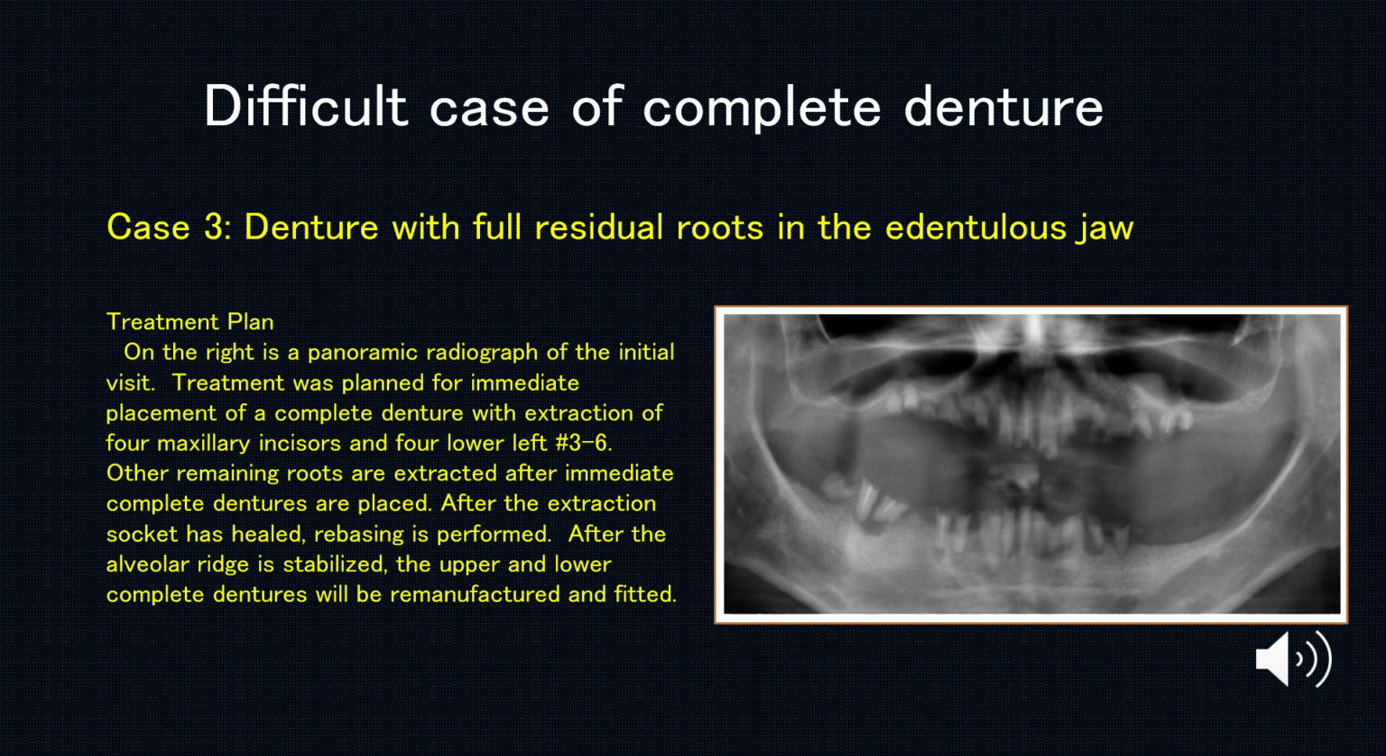After immediate complete dentures are placed and the extraction socket has healed, rebasing is performed. After the alveolar ridge is stabilized, the upper and lower complete dentures will be remanufactured and fitted.